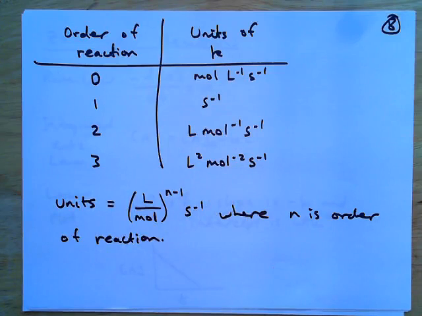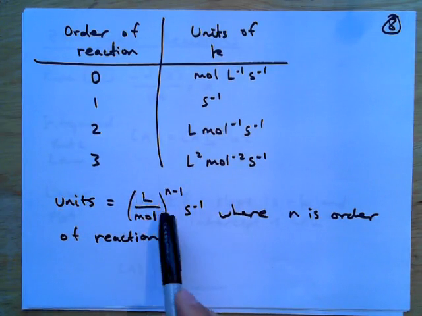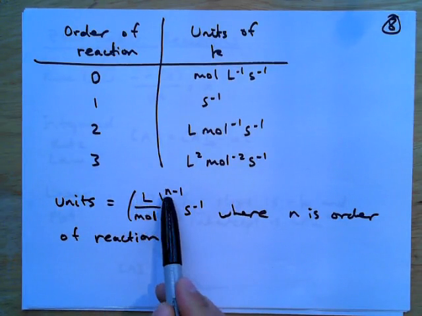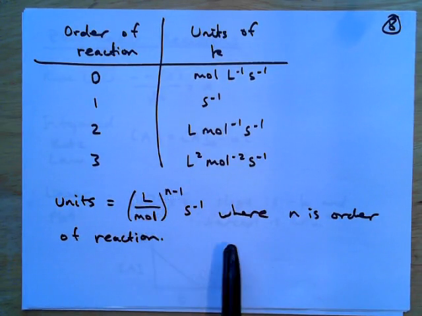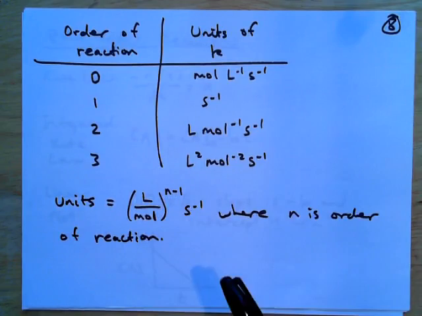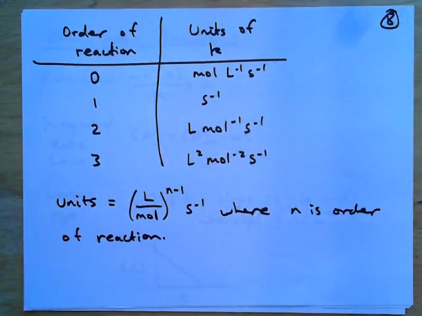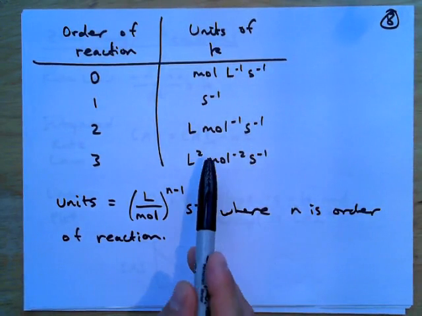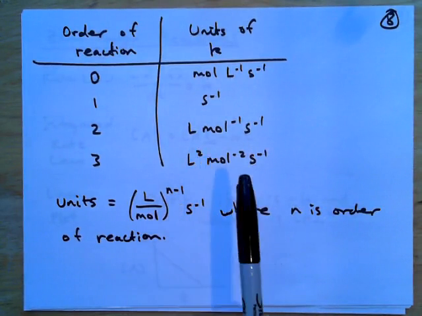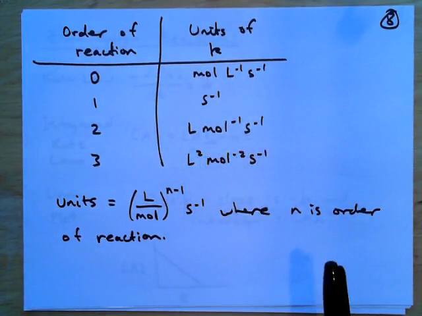A way to remember this is that you basically get moles per litre, but you invert it, so it becomes litres per mole, and then you have that to the power of n minus 1, where n is the order of reaction. The s is always to the power of minus 1. So you notice through here, always maintain s to the minus 1. Okay, so let's say you had a fifth order reaction. Then it would be litres to the 4, moles to the minus 4, and then still per second to the minus 1.